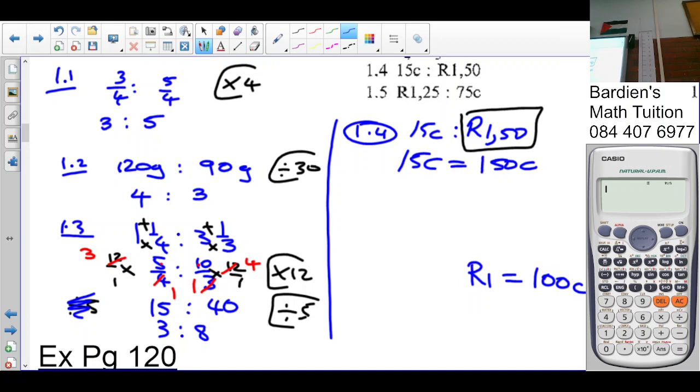So how do I get that in the simplest form? What number goes into both? 15. So 15 goes into 15 once, and 150 divided by 15 is 10. So it is 1 is to 10.